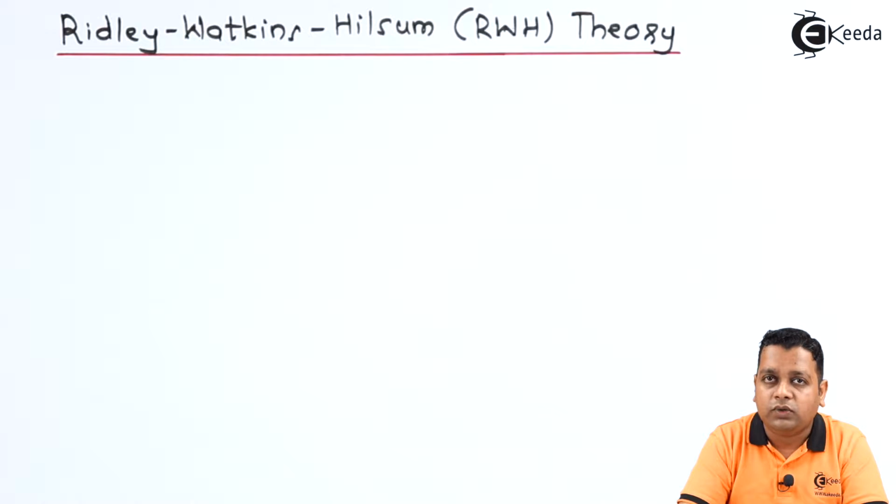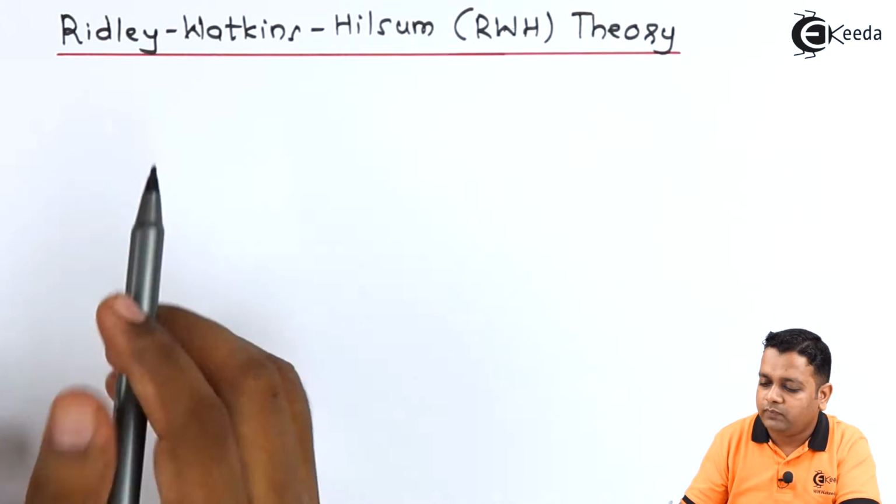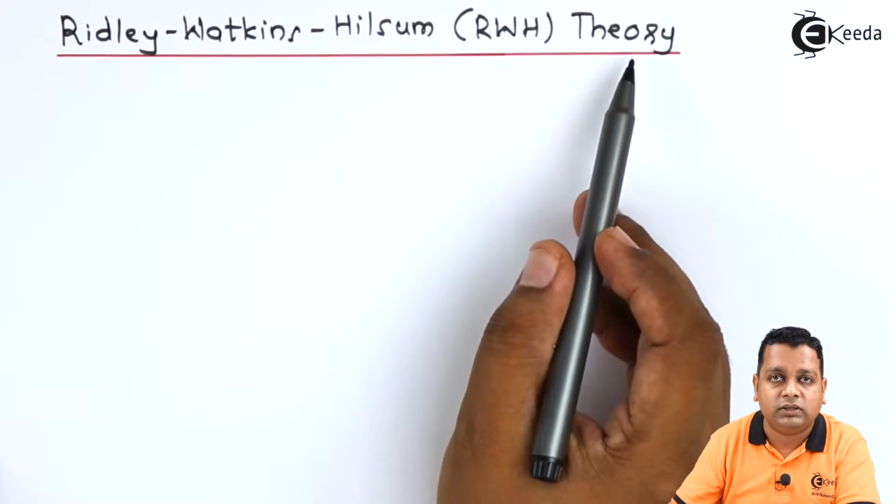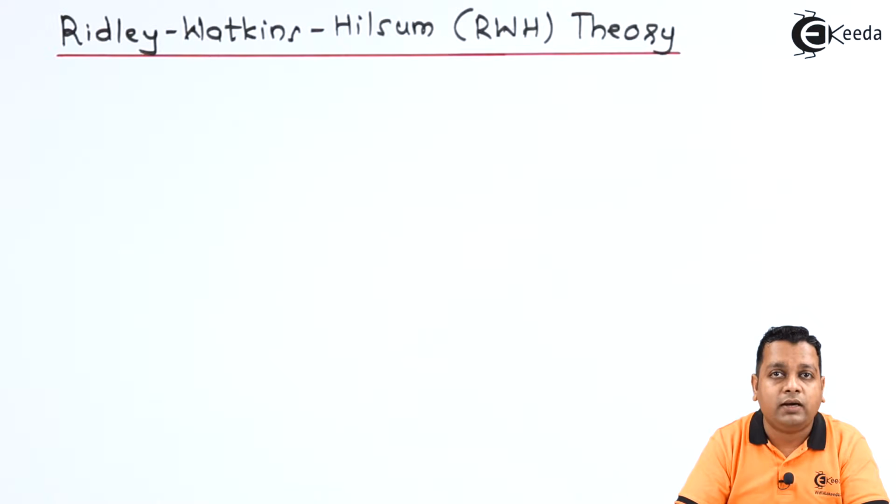So here we start with our topic. Our topic is Ridley Watkins Hilsum RWH theory. As the title of our chapter is Transferred Electron Devices, and in this particular family of devices, the most popular is Gunn diode, invented by J.B. Gunn in the year 1963, we can say.